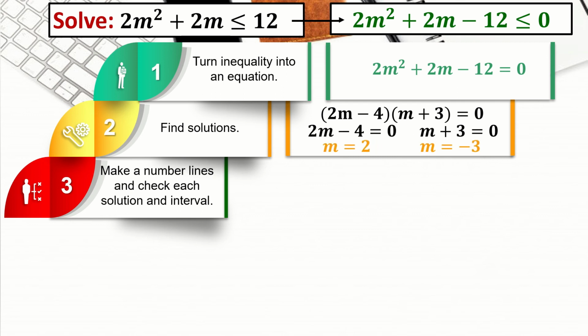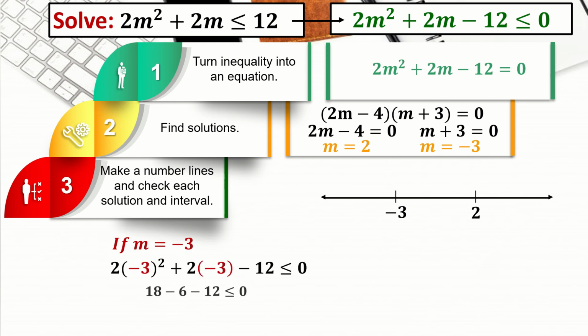So, for the solution of that, we have 2m minus 4 is equal to 0. Then, we have m is equal to 2. On the other side, m plus 3 is equal to 0. So, we have m is equal to negative 3. So, the 2 points are negative 3 and positive 2. So, those are the boundaries.